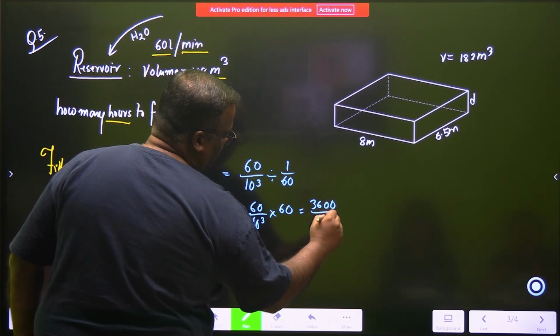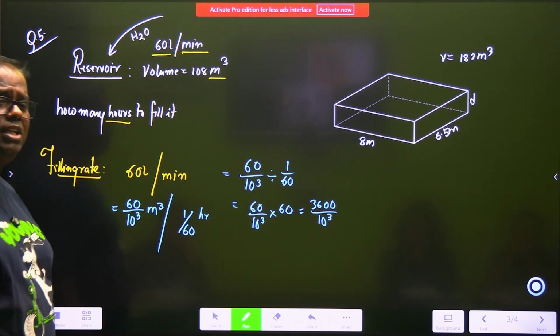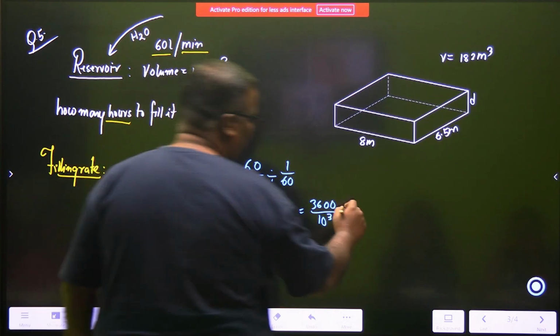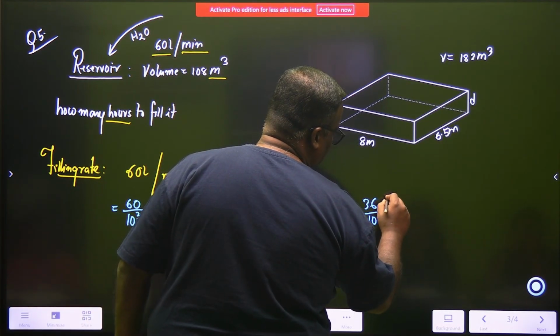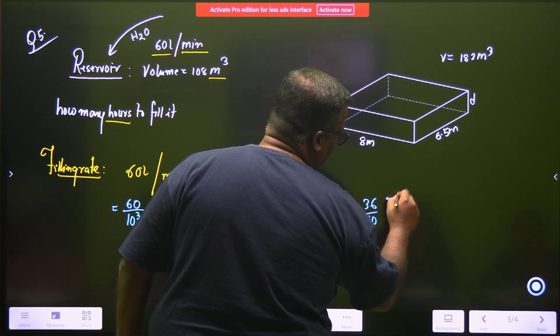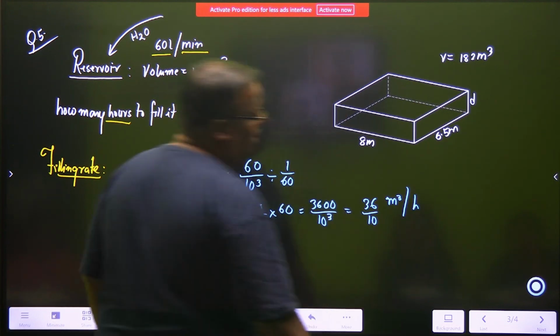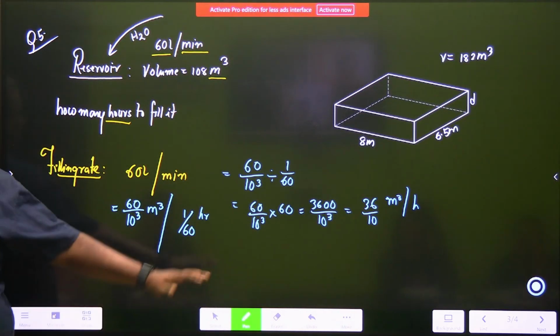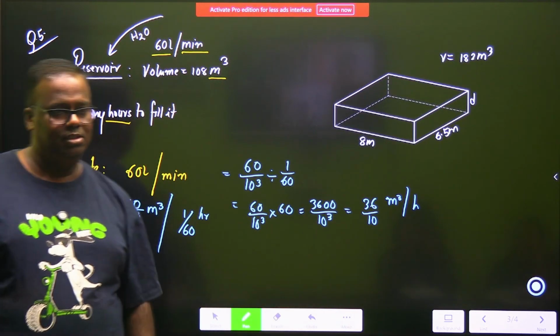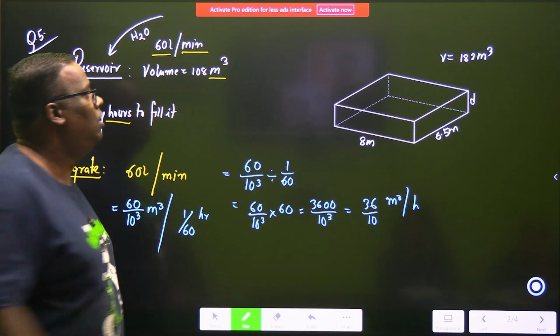So this becomes 60 by 10 to the power 3 into 60, which is 3600 by 10 to the power 3. 10 to the power 3 is 10 into 100. The 100 takes away the 2 zeros. I am not making it 3.6 just to make the job easy. I would have made it 3.6, but 3.6 is difficult to handle. So I've kept it as 36 by 10. Is this fine? Right? So shall we now go and calculate it?